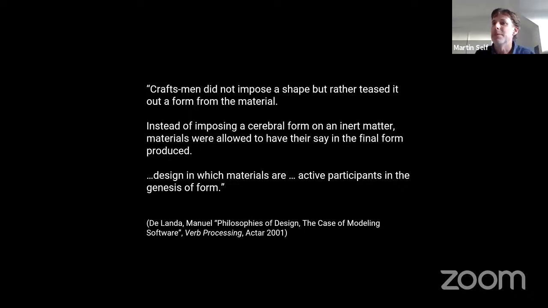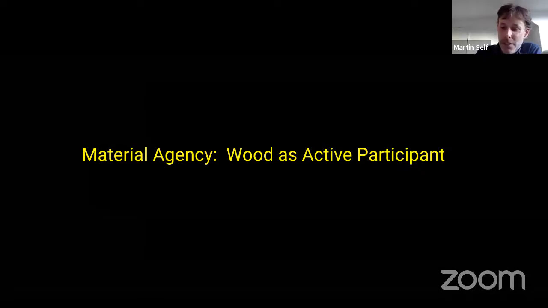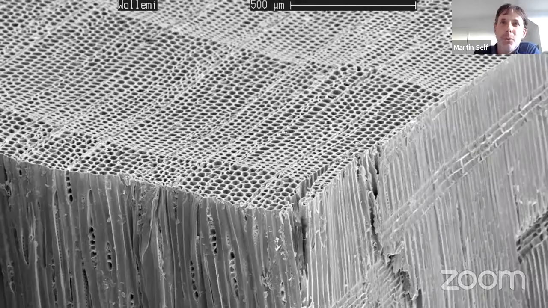Not just some material stuff that gets manipulated by hands or machines, but a material whose characteristics themselves inform the process. So if we talk about wood as an active participant in this kind of material agency, we have to think very carefully about what wood actually is.